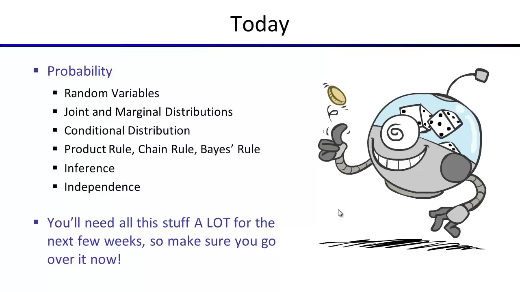But at the mathematical, at the abstract level, what we're going to look at in all of the next lectures is already covered today. We're going to look at random variables, joint and marginal distributions, conditional distributions, the product rule, the chain rule, Bayes rule, inference, and independence. Independence we probably won't get to today, might be for next time. But those are the main concepts we'll cover for the next 6 or 7 lectures.